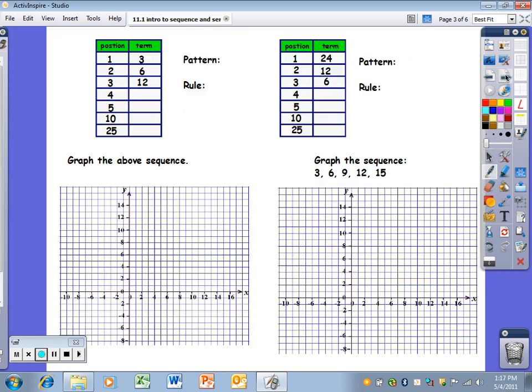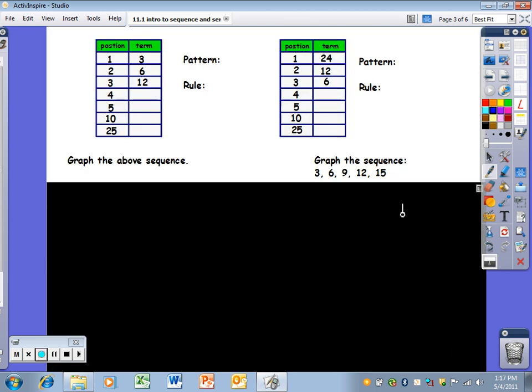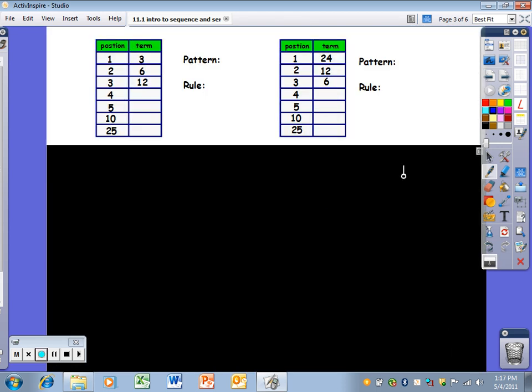Okay, let's investigate a new pattern. This time what's happening from term to term to term? Multiply by 2, multiply by 2. So I am multiplying the previous term by 2.